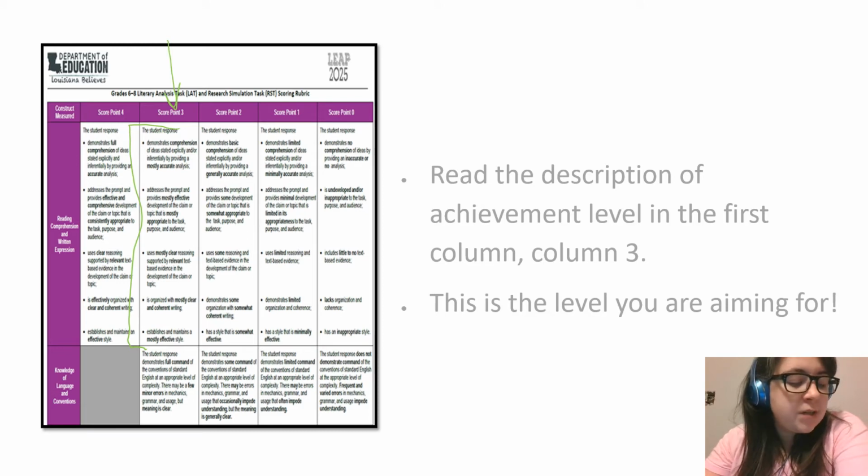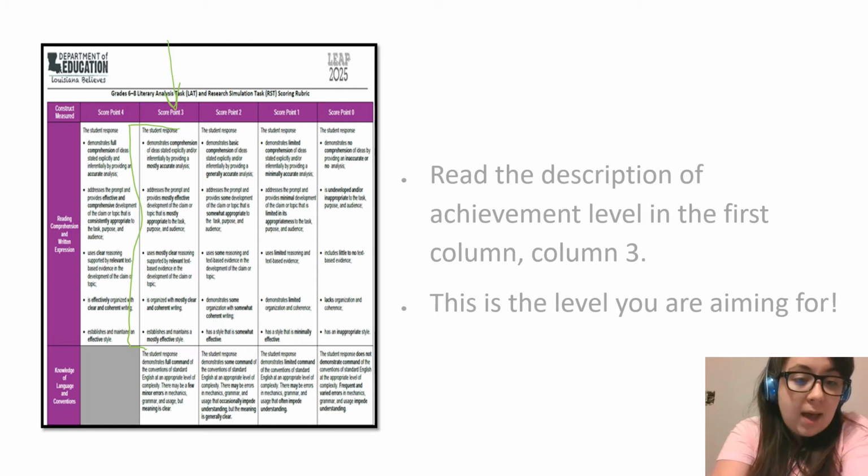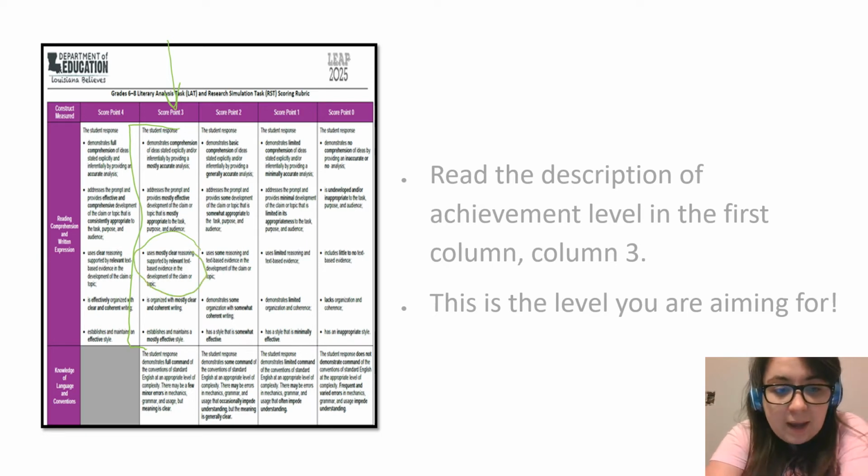It says uses mostly clear reasoning supported by relevant text-based evidence and the development of the claim or topic. So where you've been filling out that argument sentence structure, that's where this comes in handy, okay, for sections like that. Okay, so that right there, that reasoning, okay, is organized with mostly clear and coherent writing. So that just means that when it's coherent, it's understandable. I'm not confused when I read it.